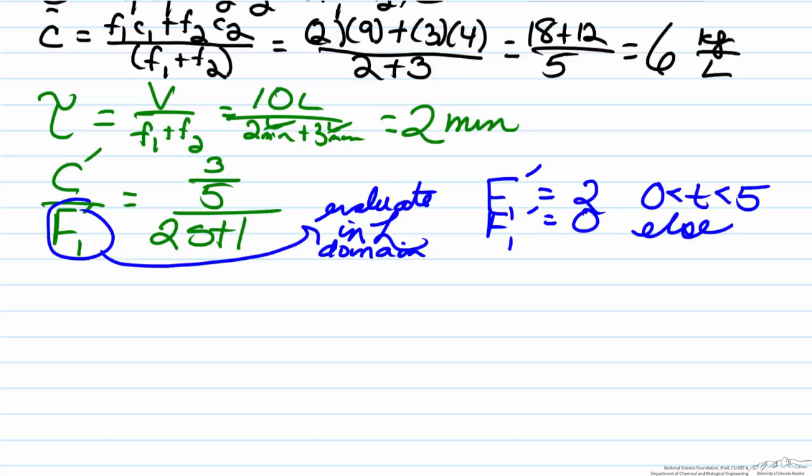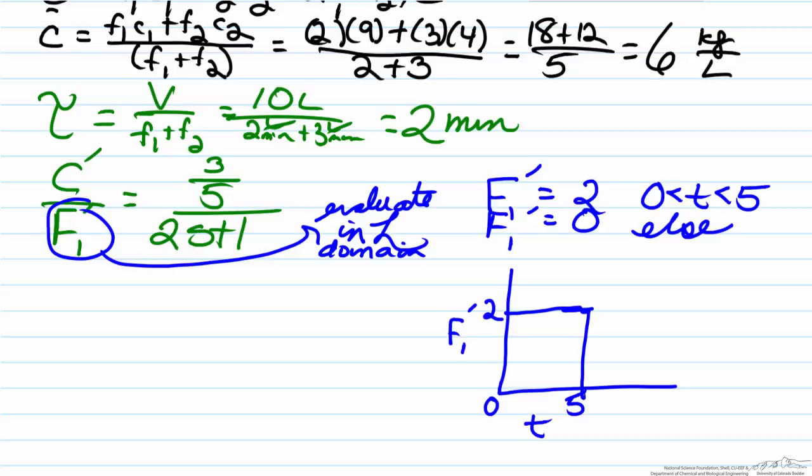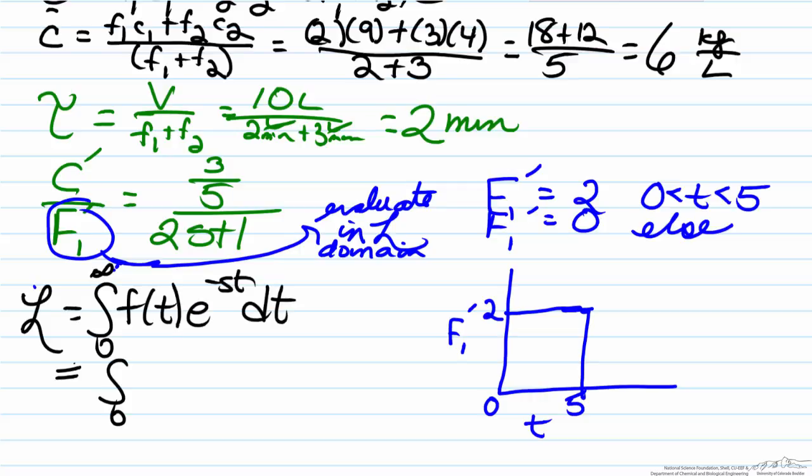If this were to be graphed, it would represent what's known as a rectangular pulse, with the time axis from 0 to 5, and F1 prime going from 0 to 2. So we'll use the definition of a Laplace transform, which is that the Laplace of a function is equal to the integral from 0 to infinity of the function in the time domain times e to the negative st dt. For our case, that'll be the integral from 0 to 5 of 2 e to the negative st dt plus the integral from 5 to infinity of 0 e to the negative st dt.